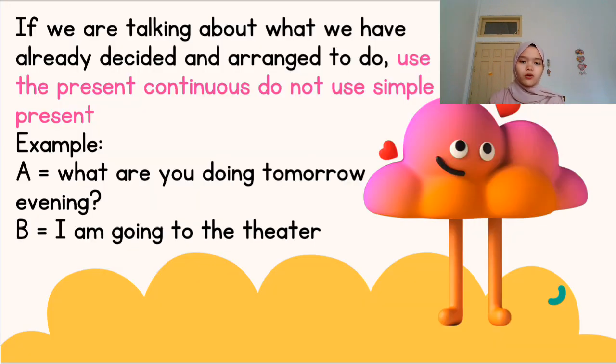If we are talking about what we have already decided and arranged to do, use the present continuous, don't use simple present. For example, what are you doing tomorrow evening? Not what do you do, but what are you doing tomorrow evening? And we will answer like, I'm going to the theater, like this.